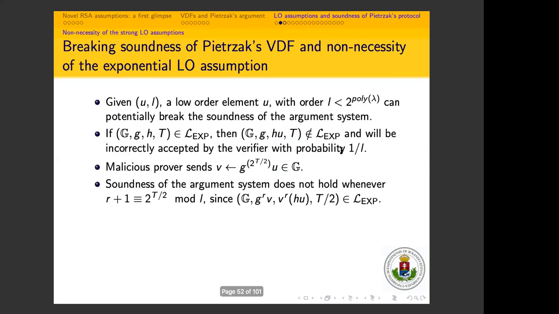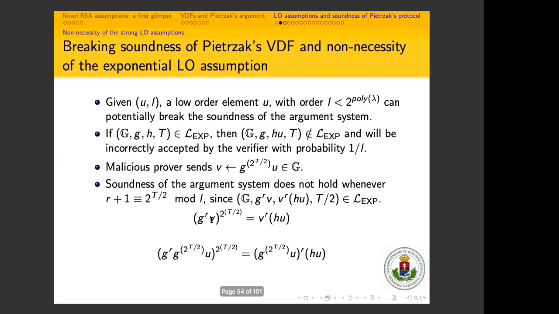So why is it a problem? Because the soundness of the argument system doesn't hold whenever the randomness R plus 1 is congruent to 2 to the T half mod L, because then, I'm going to show you this, so don't worry if you don't understand it now, in the recursive protocol, this tuple will be accepted. Why? We need to check whether G to the R times V raised to 2 to the T half equals V to the R multiplied by H times U. So basically this is what we are stating.